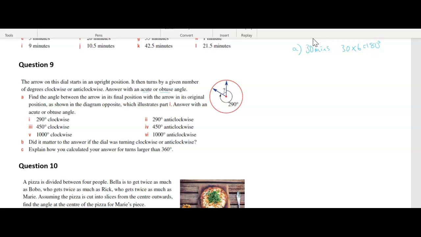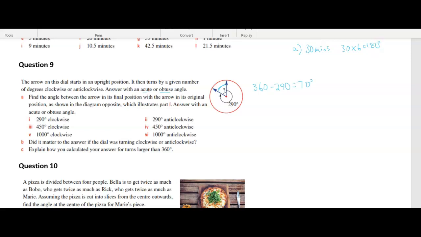All right, so we're looking at, first of all, 290 degrees clockwise. So it's turned 290 degrees. What is this angle in here? That's going to be 360, because one full rotation of the circle is 360, and then we subtract what we've already moved around. So it's going to give you 70 degrees.